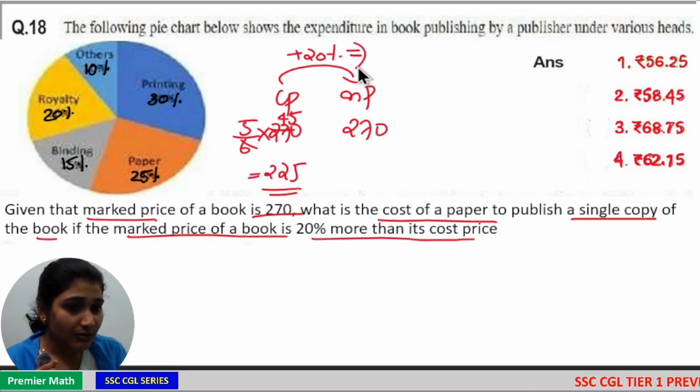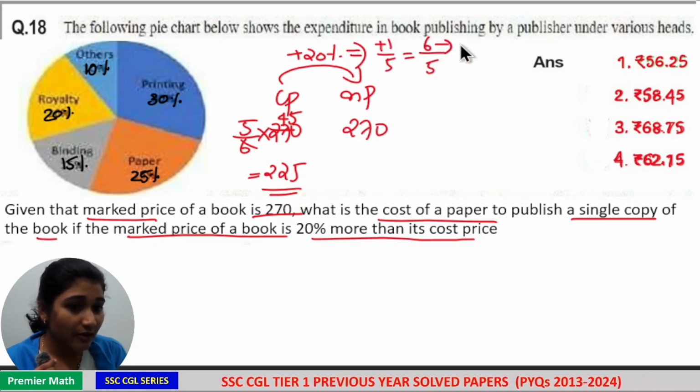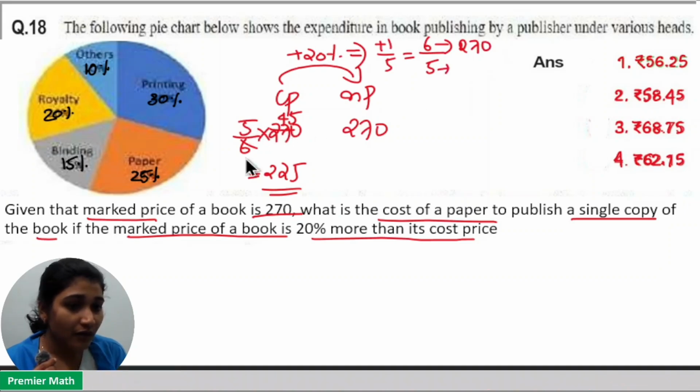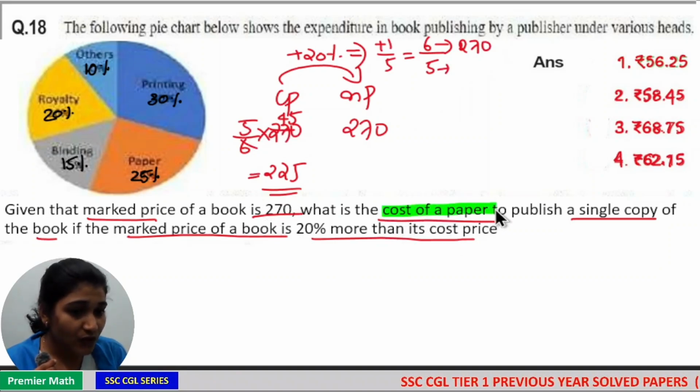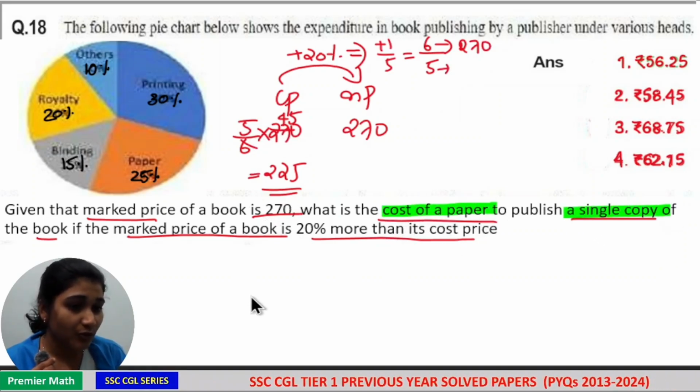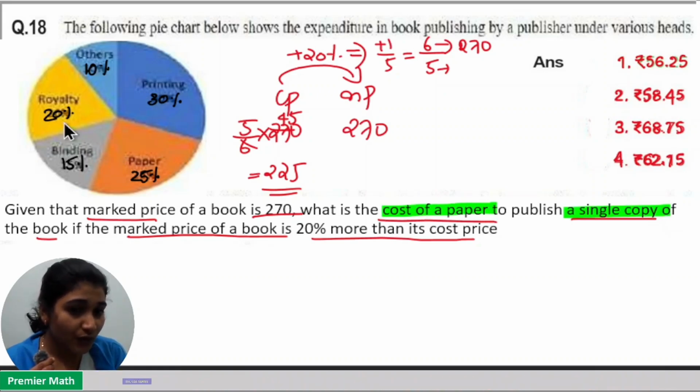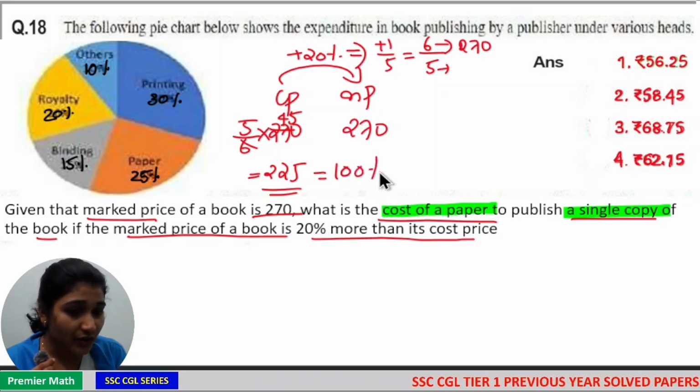That is, here 20% increase means plus 1 by 5. So if 5 parts is the cost price, 5 plus 1, 6 parts is the marked price. And here 6 parts is given as 270 rupees, then 5 parts is equal to 5 by 6 of 270, which is 225 rupees. This is a very nice question. The question is asking us to find the cost of paper to publish a single copy of the book. Here the expense, that is, the cost of publishing a single book, is given in this diagram as 100%. So this 225 is equal to 100%.